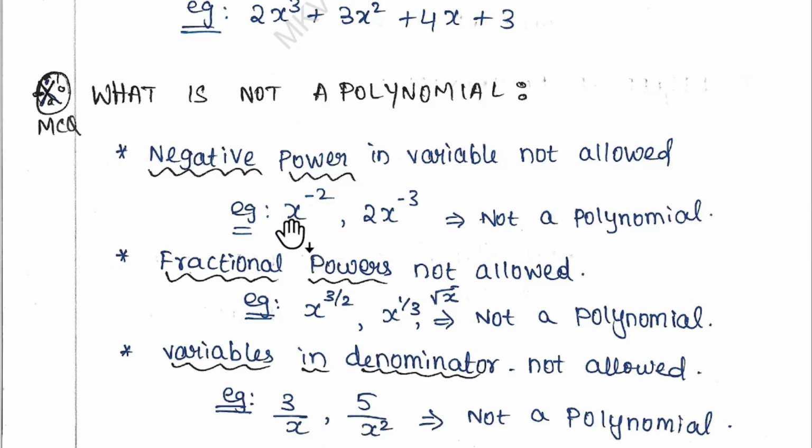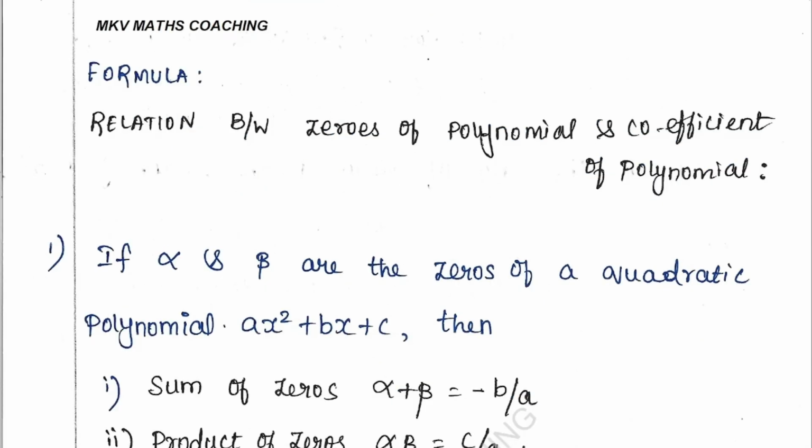So first rule is variable should not contain negative powers. Second rule is variable should not contain fractional powers. And third rule is variable should not be in the denominator. So please make a note of it. This is very important for MCQ.